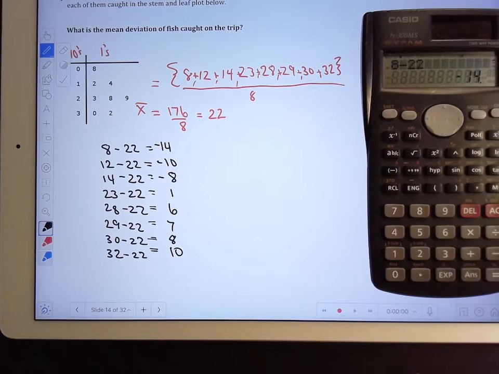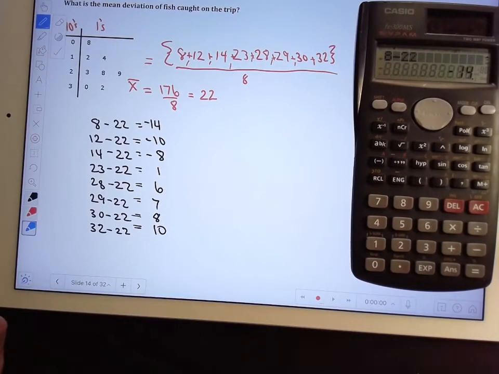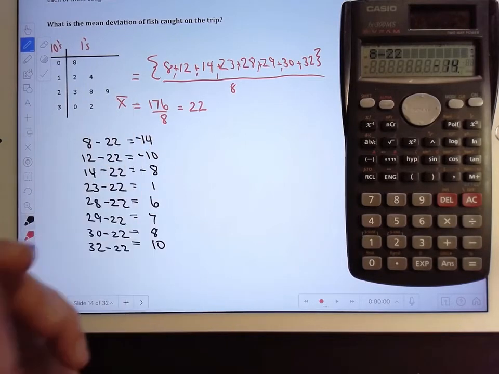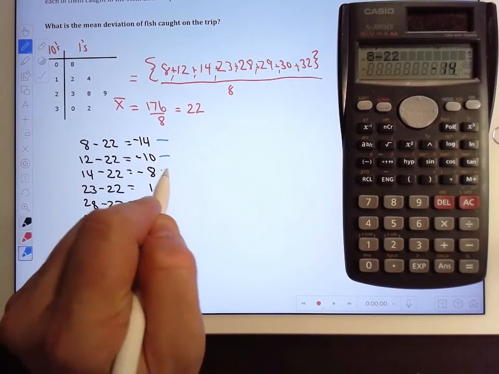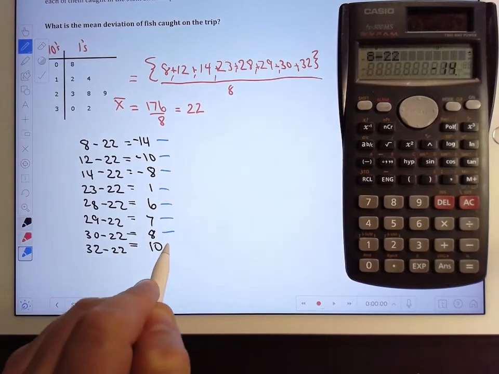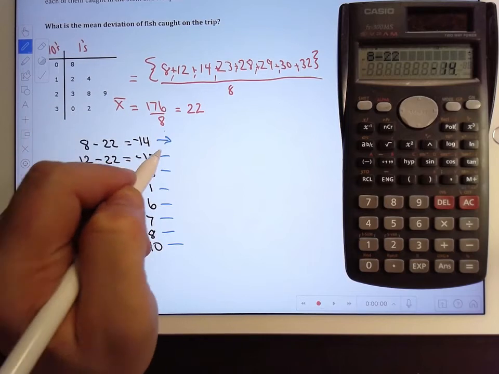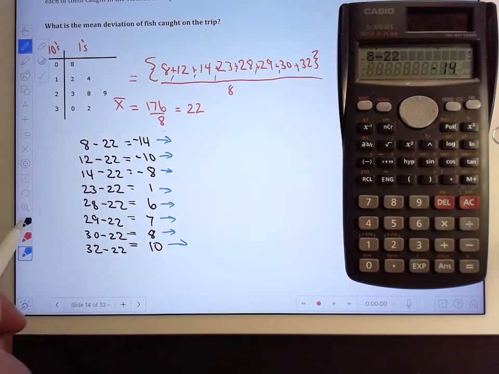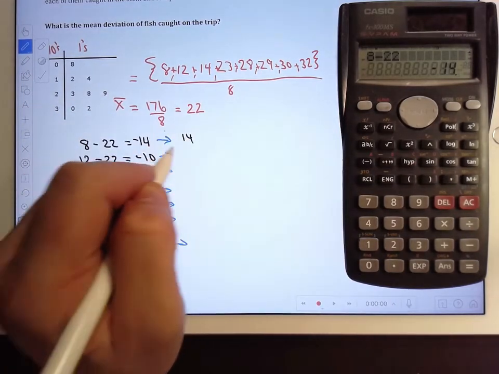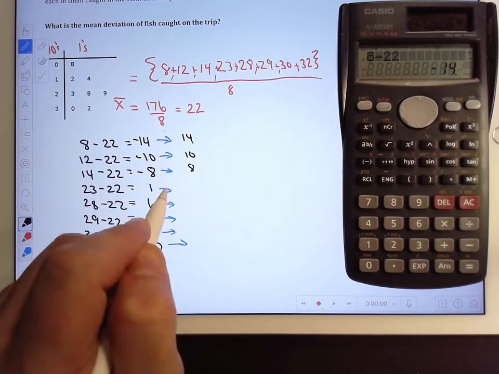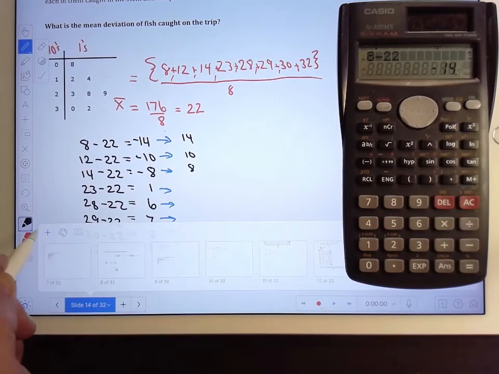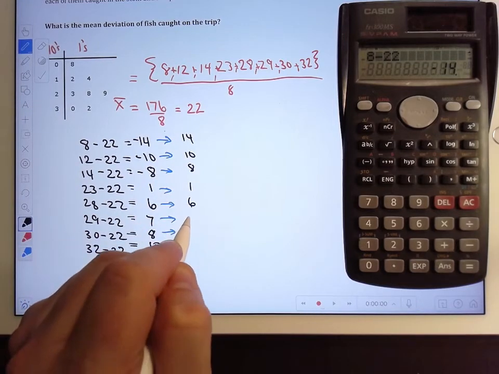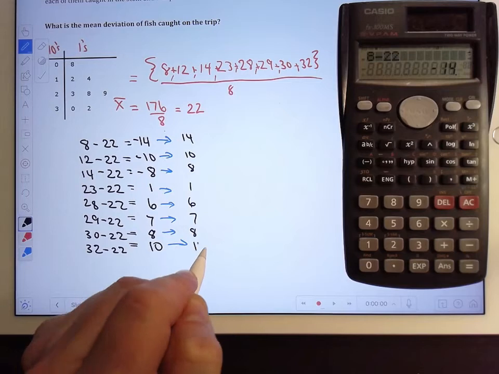Which are all there. So we just have to remember that when we're doing mean deviation, we don't want to calculate that average right away. We have to make sure that we change all of the values to positive numbers, otherwise known as the absolute value, which I'll do right now. So negative 14 becomes positive 14, negative 10 becomes positive 10, negative 8 becomes positive 8, and then the rest of those positive numbers, they don't change. They stay exactly as they were.